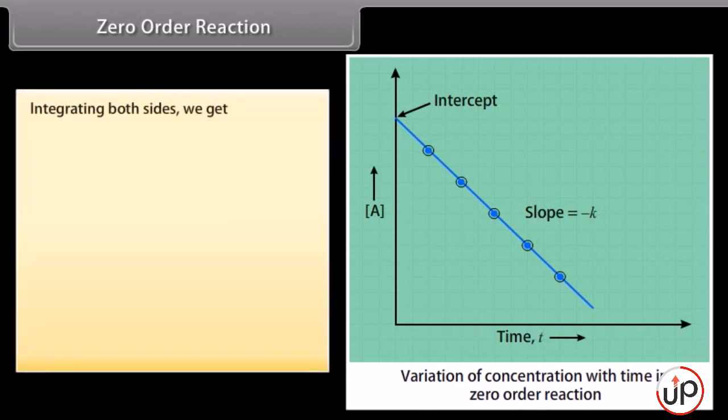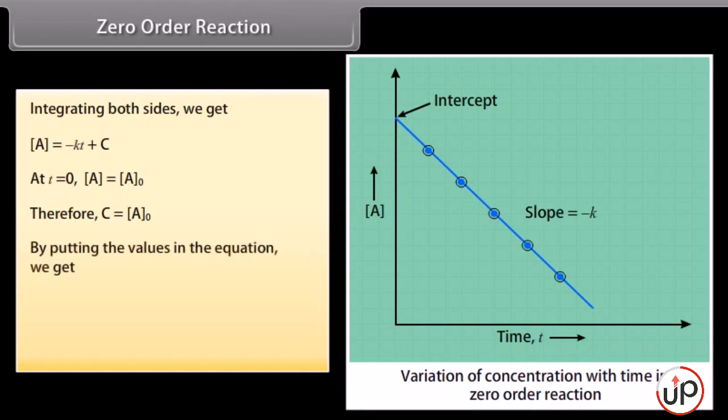Integrating both sides, we get [A] is equal to minus kt plus C. At t is equal to 0, [A] is equal to a naught. Therefore, C is equal to a naught. By putting the values in the equation, we get [A] is equal to minus kt plus a naught. Or it can be written as k is equal to 1 upon t multiplied by a naught minus [A].